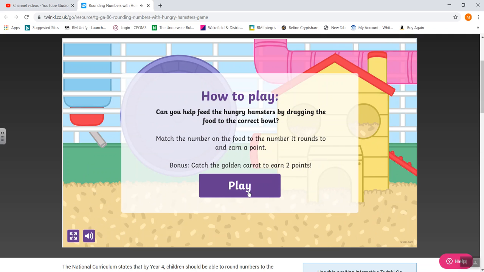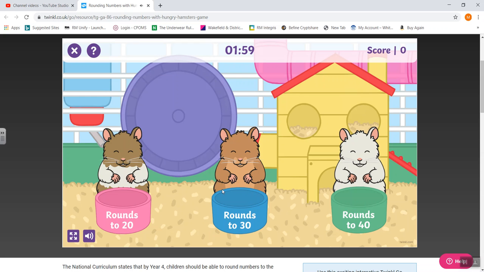Okay, we're going to help the hamsters by putting their food in the right bowls. We've got rounds to 20, rounds to 30, rounds to 40. 33 rounds to 30, 19 rounds to 20, 17, 20.